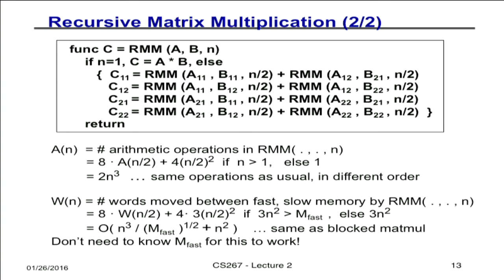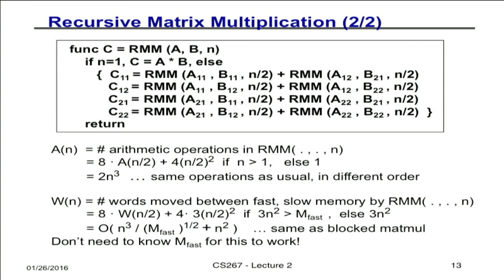So how many arithmetic operations are we doing? Well, in this recursive thing, we're doing 8 times the number of arithmetic operations we have to do on a problem size of half the dimension, so A of n over 2. And then we have 4 add operations that we have to do. Those are the 4 pluses that you see in the recursive call inside of the code there. So you have to add those results together.